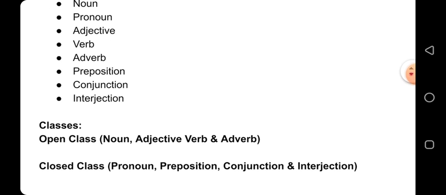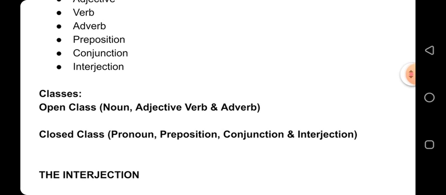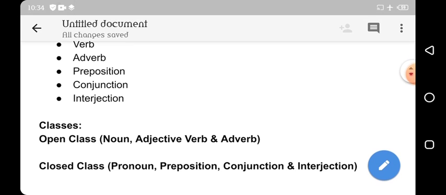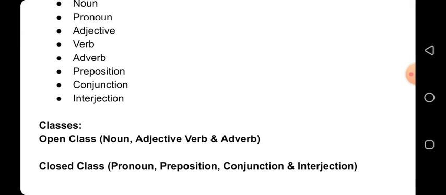All right. Students, you already know that these parts of speech are divided into two major classes. The first one is open class, and the second one is closed class. Open class parts of speech are noun, adjective, verb, and adverb. They belong to open class because each day they keep on expanding and keep on growing.